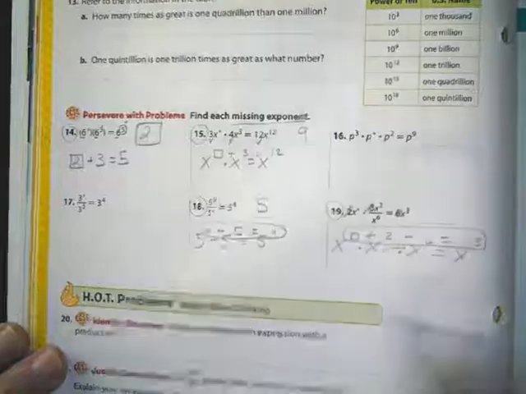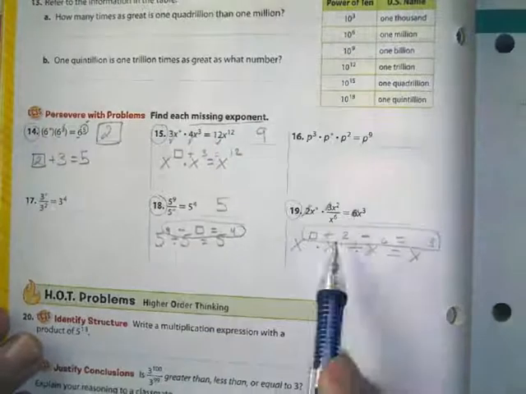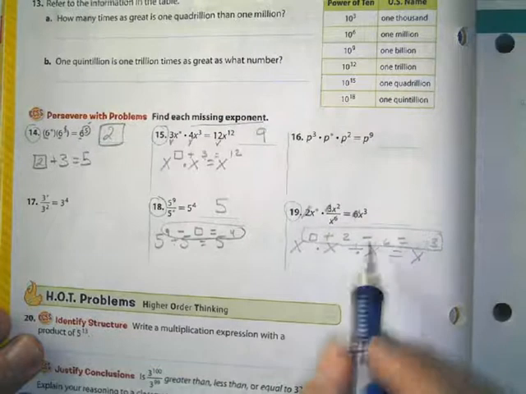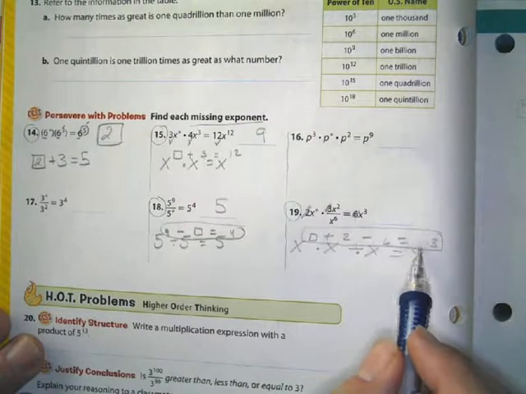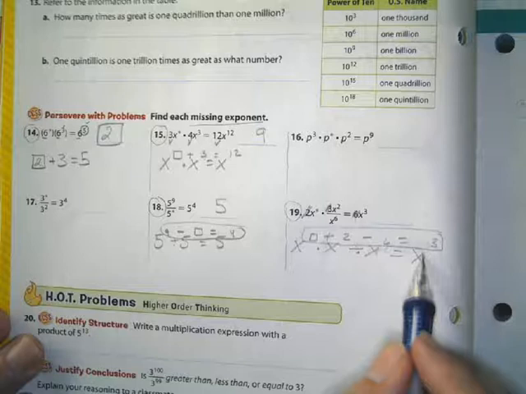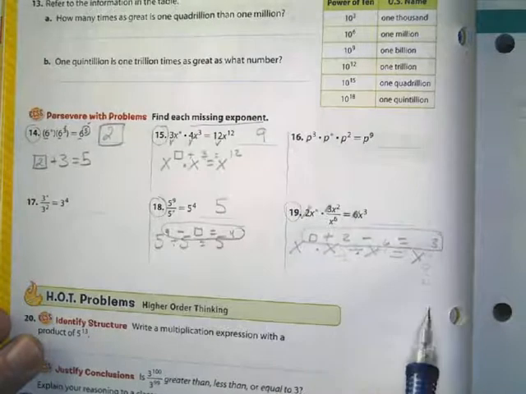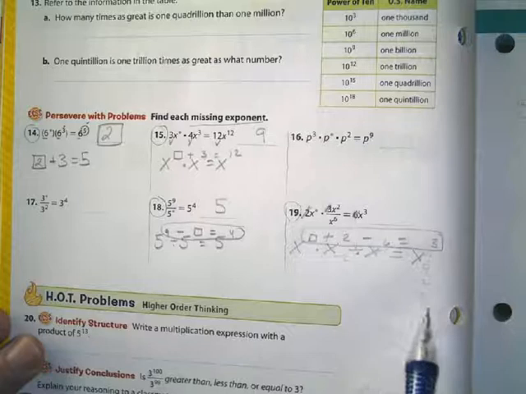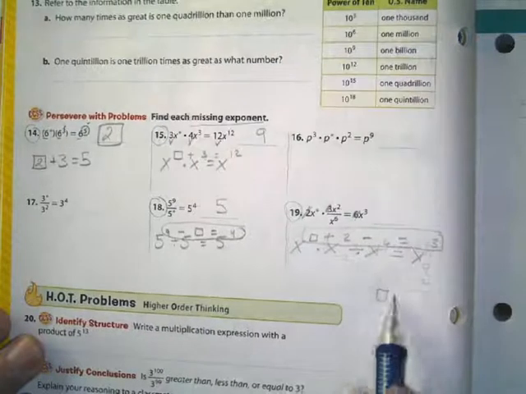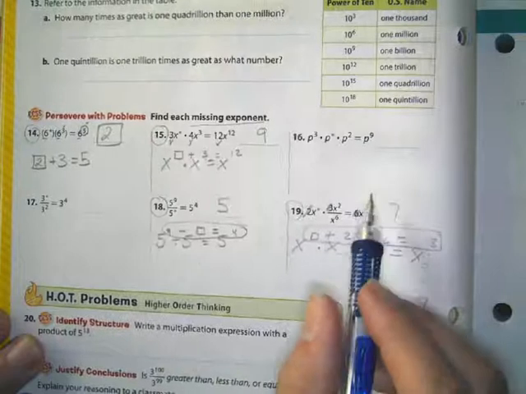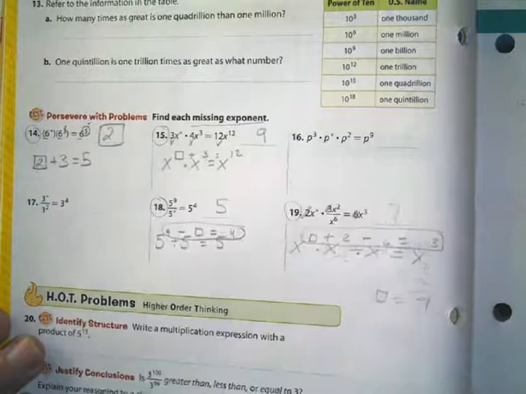What number plus 2 minus 6 equals 3? So I could work backwards. I could add 6 to this side. So what is 6 plus 3? 9. I could subtract 2 from both sides. And 9 minus 2 is 7. So the box, my missing value, is going to be 7. Kind of a fun problem, because you have to think backwards a little bit for how you are going to get back to there. Alright?